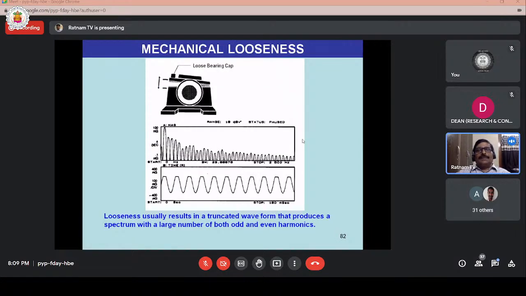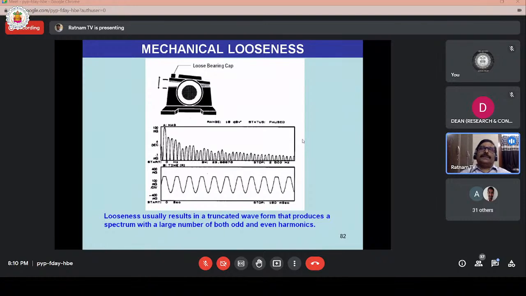So mechanical looseness: a typical mechanical looseness spectrum appears like this. In the time domain signal, a truncated waveform appears, and in the frequency domain, multiple harmonics are present. In the upper graph, multiple harmonics are present in the spectrum, whereas in the time domain signal, a truncated vibration waveform is seen. Due to the truncation in the sine wave, multiple frequency components appear.